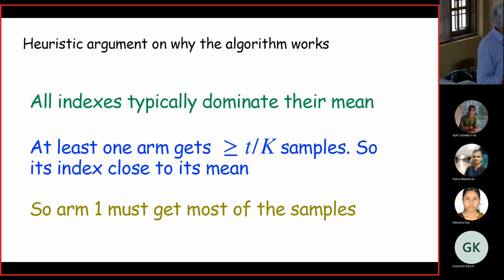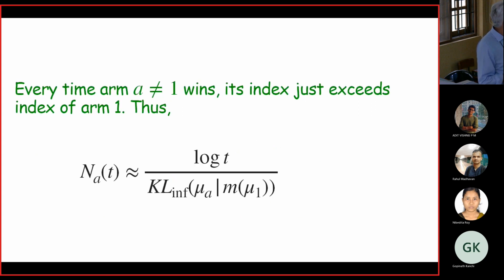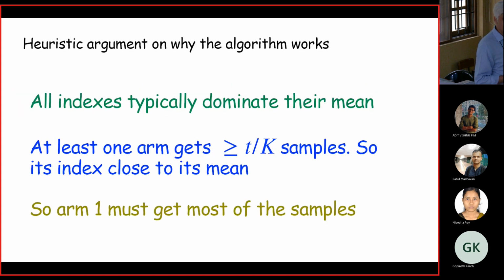So all indexes typically dominate their mean. The mean is inside that ball with very high probability. So at least one index will get T by K number of samples. So then for that index, you're concentrating around the mean. The ball is concentrating because you've got enough samples. It's log t upon t by k. That's a very tiny number. So its index is close to its mean.